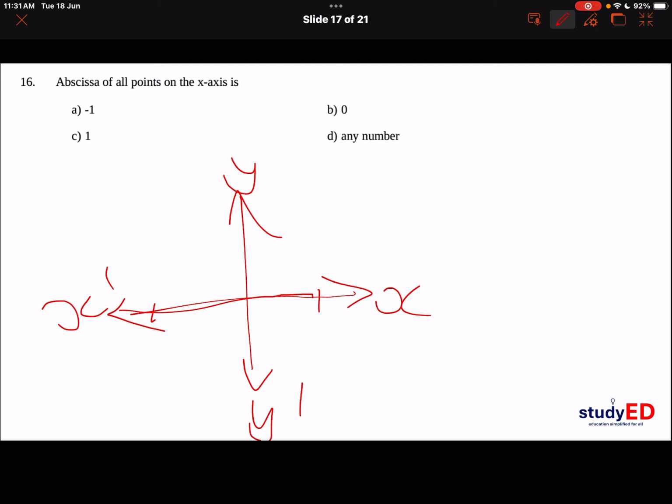That means there should be zero movement on the y-axis. So for a point to lie on the x-axis, it can have any number, let's say n. The abscissa can be any number. The ordinate needs to be 0 so that it lies on the x-axis. Meaning n can be any number. Any abscissa, ordinate should be 0 for the x-axis. So any number directly.